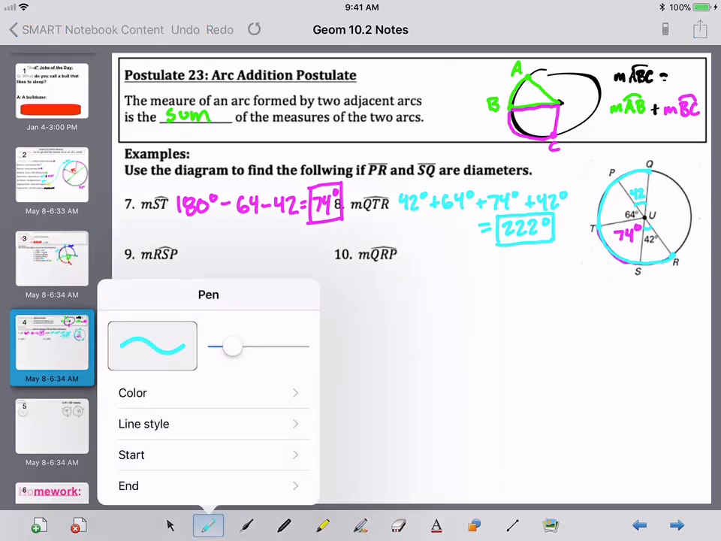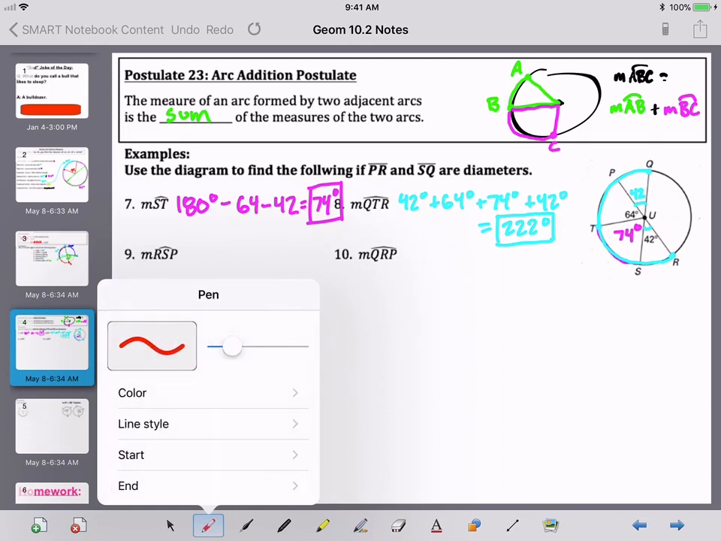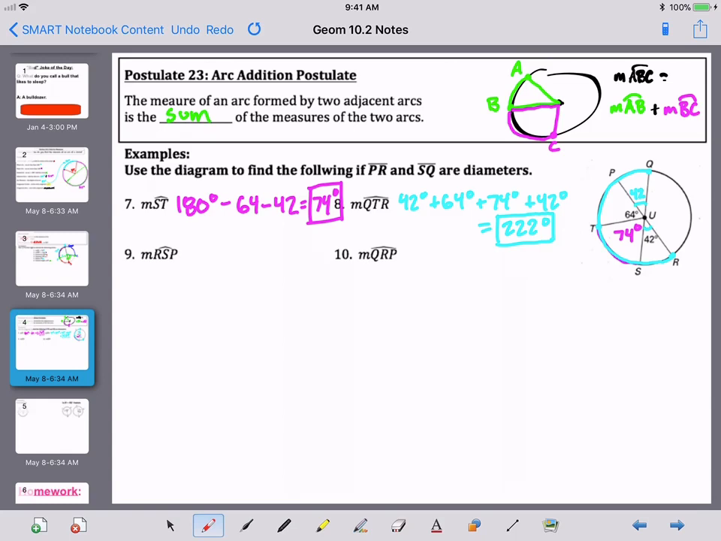All right, so let's look at example 9. We have the measure of arc RSP. So if I start at R, go through S, and then end at P, well, we can probably do this without any calculating. That is a semicircle. So that has to be 180 degrees.